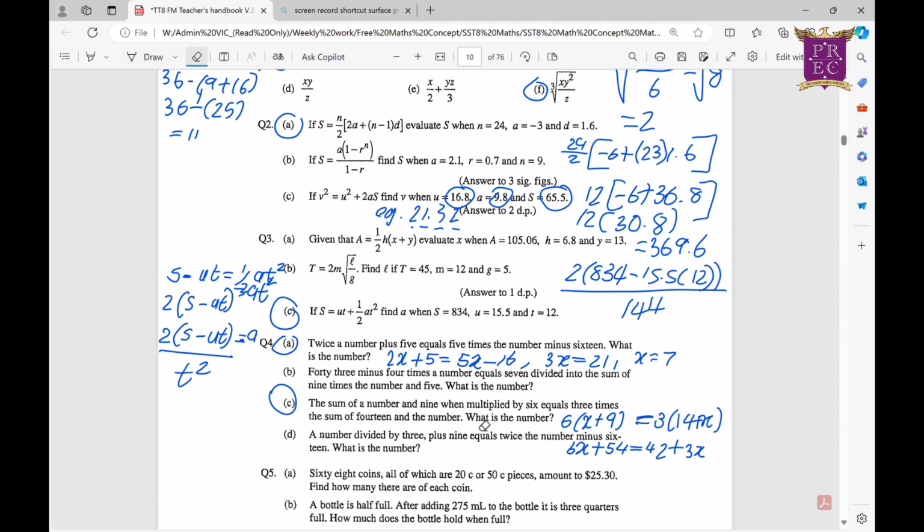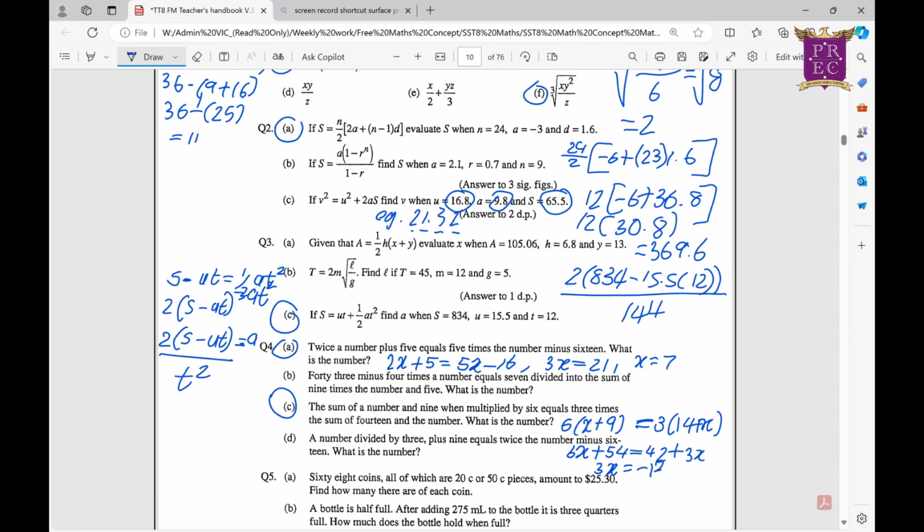It's easier for us to just do it. 6x minus 3x is 3x. Then we have 42 minus 54, which gives us negative 12 because we're subtracting a bigger number from a smaller number. And now what we need to do is to divide both sides by 3, which gives us negative 4. So the answer is negative 4.